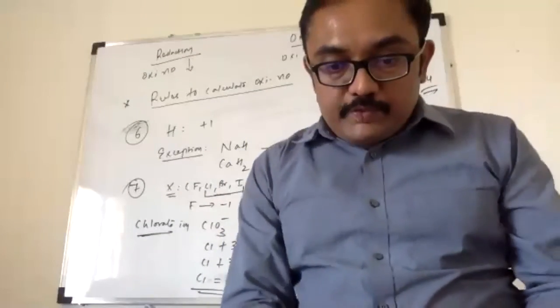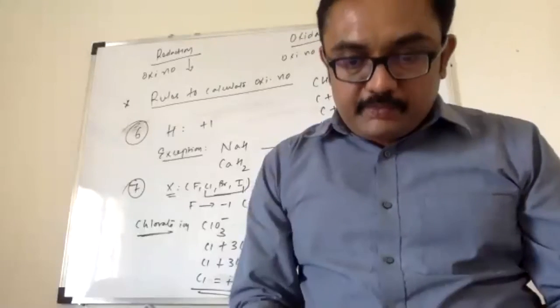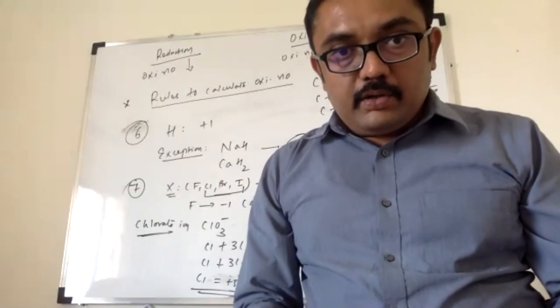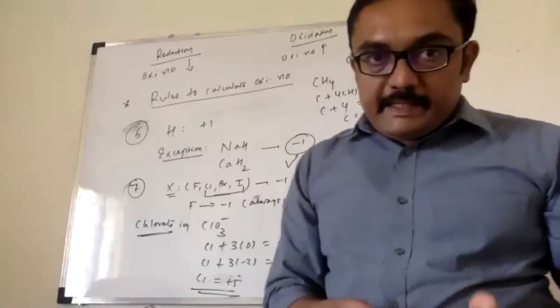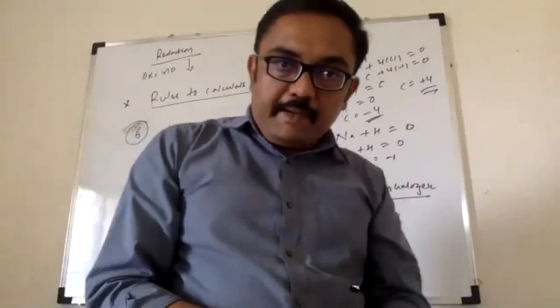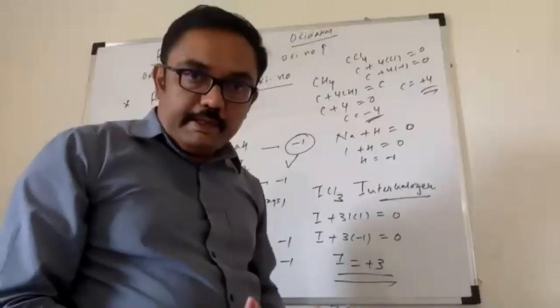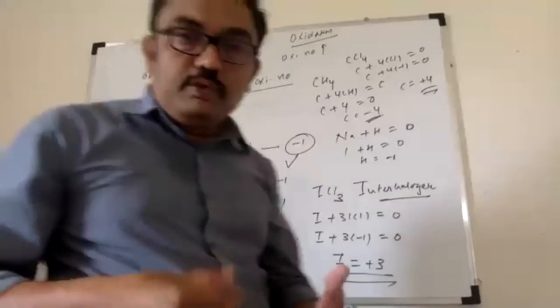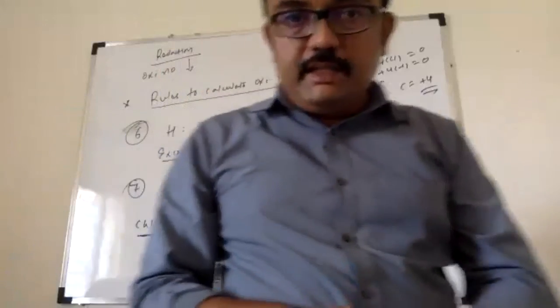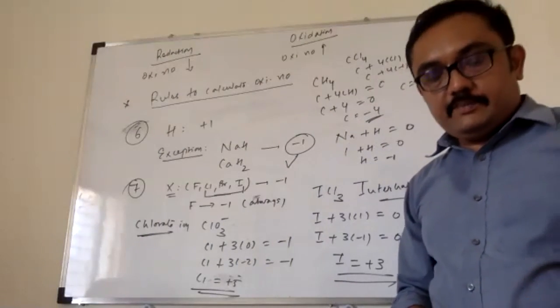The important rules which you are going to apply are the rule of alkali metal, always plus 1. Alkaline earth metal, always plus 2. Chlorine, always minus 1. Halogen, mostly minus 1. And oxygen is minus 2 in most cases. So we are going to use the rule of hydrogen, oxygen, halogen to find the oxidation number of other combining atoms.